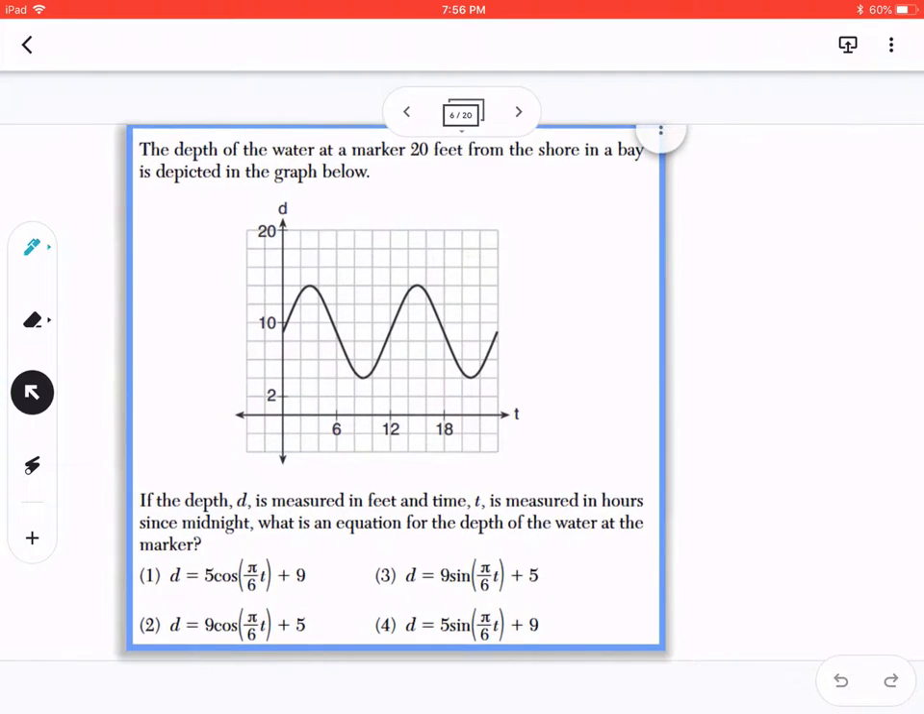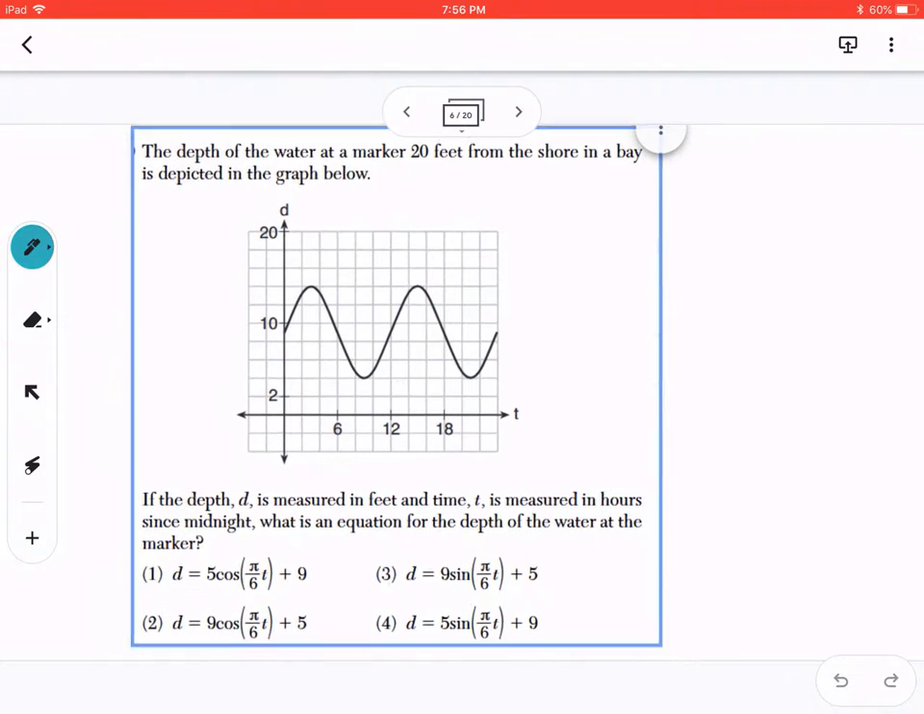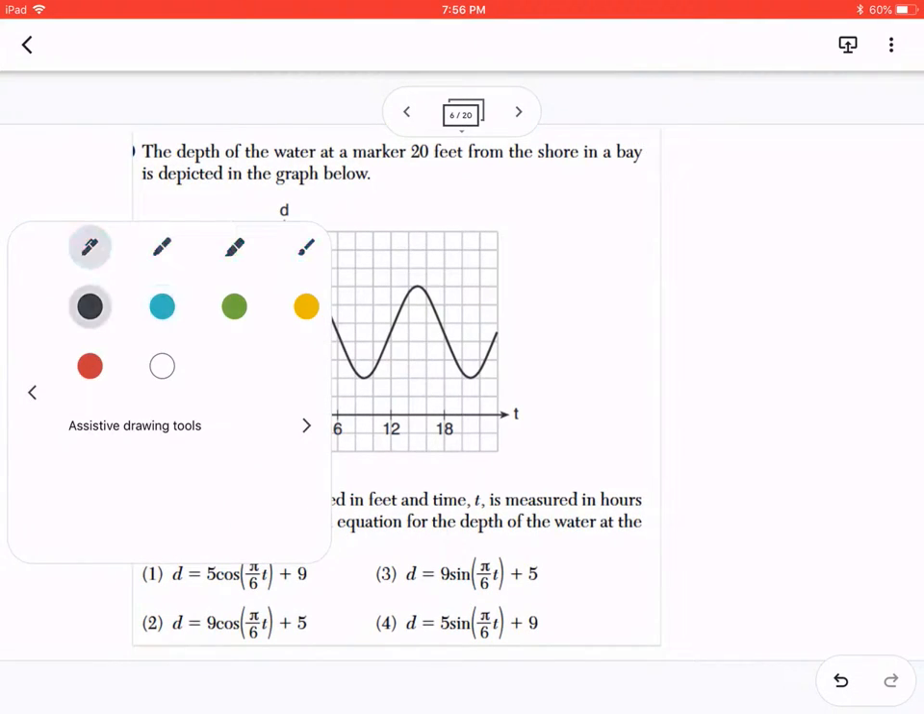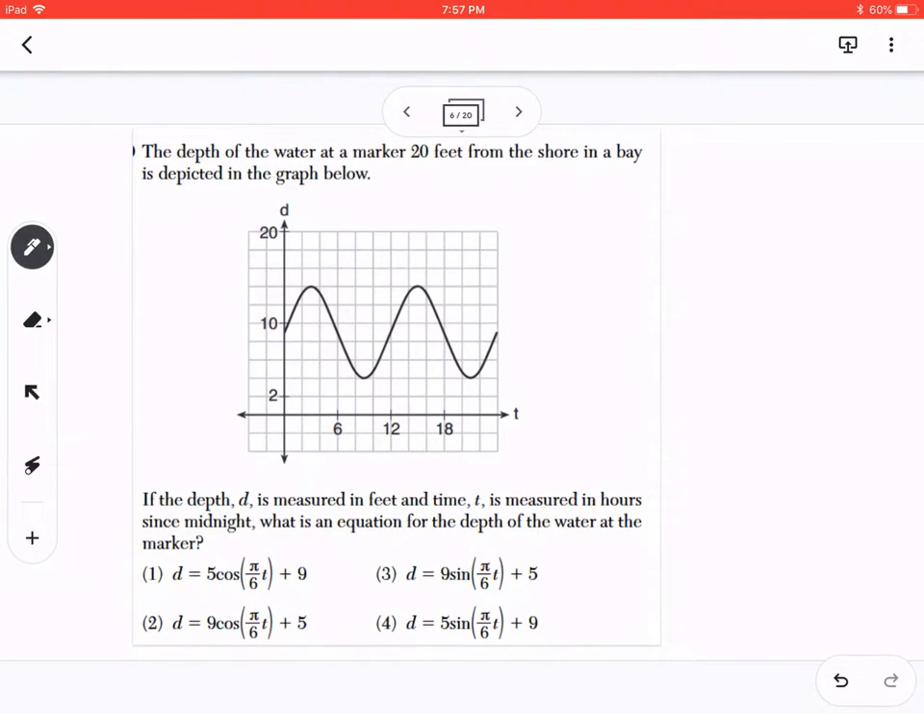The depth of the water of a marker 20 feet from the shore in a bay is depicted by the graph below. The input would be the time, t, and the depth of the water, d, would be the output. If the depth d is measured in feet and time is measured in hours since midnight, what is the equation for the depth of the water at the marker?